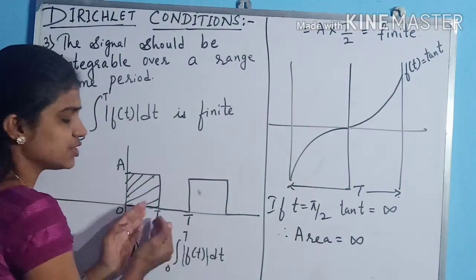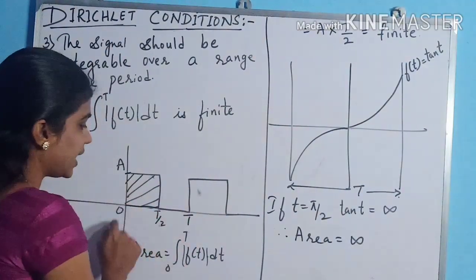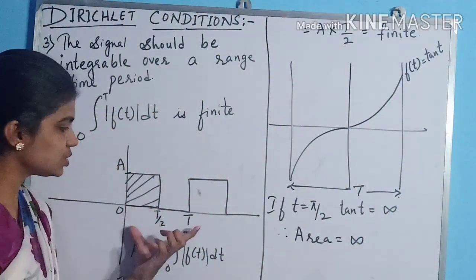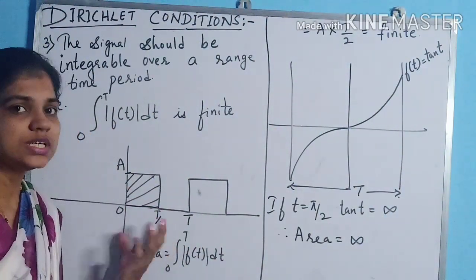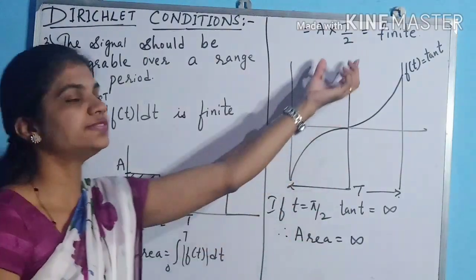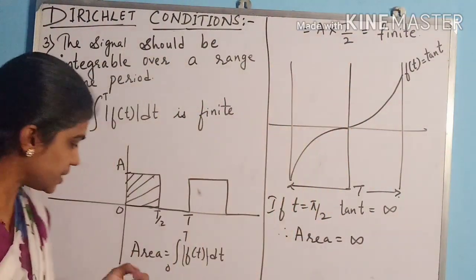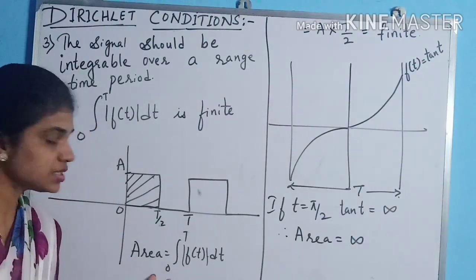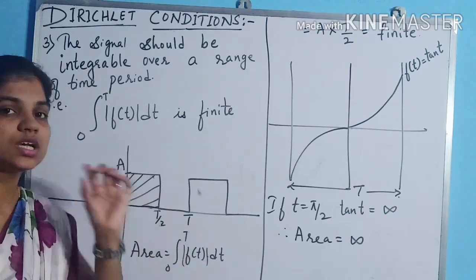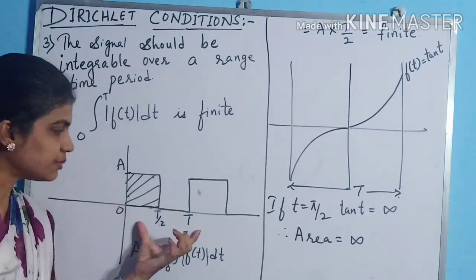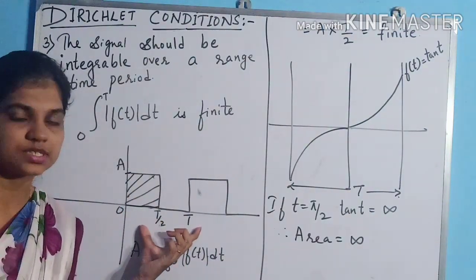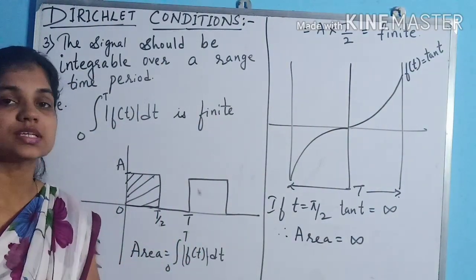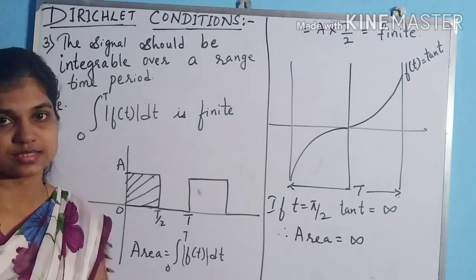The same thing will continue if I go to the next, so that will be A into t. So when I see that A into t or A into t by 2, this is nothing but a finite value. That means the integration of mod of f of t dt over the limits 0 to t is finite. So in this type of signal, the Fourier series exists.